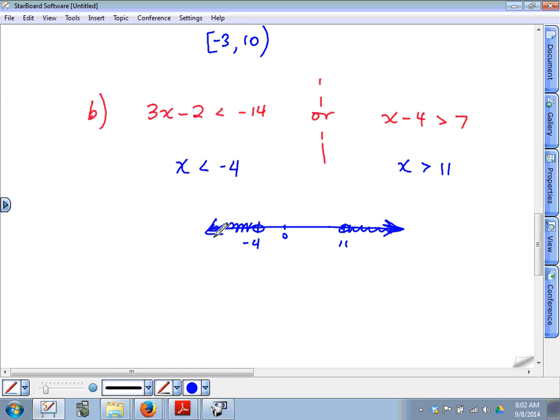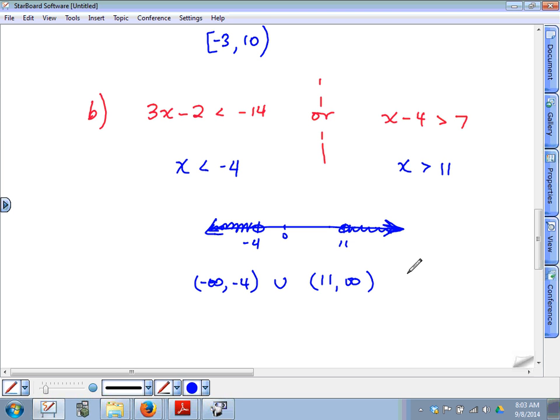So let's focus on the one on the left. What's the lower bound? Negative infinity goes all the way up to negative 4 with a parenthesis. And because both of these are part of the solution set, we combine the intervals with the union symbol, union. Now we have to have a lower bound for this solution set here. 11 is the lower bound. Upper bound is positive infinity. So those are two different compound inequalities. Hopefully a lot of review from last year.